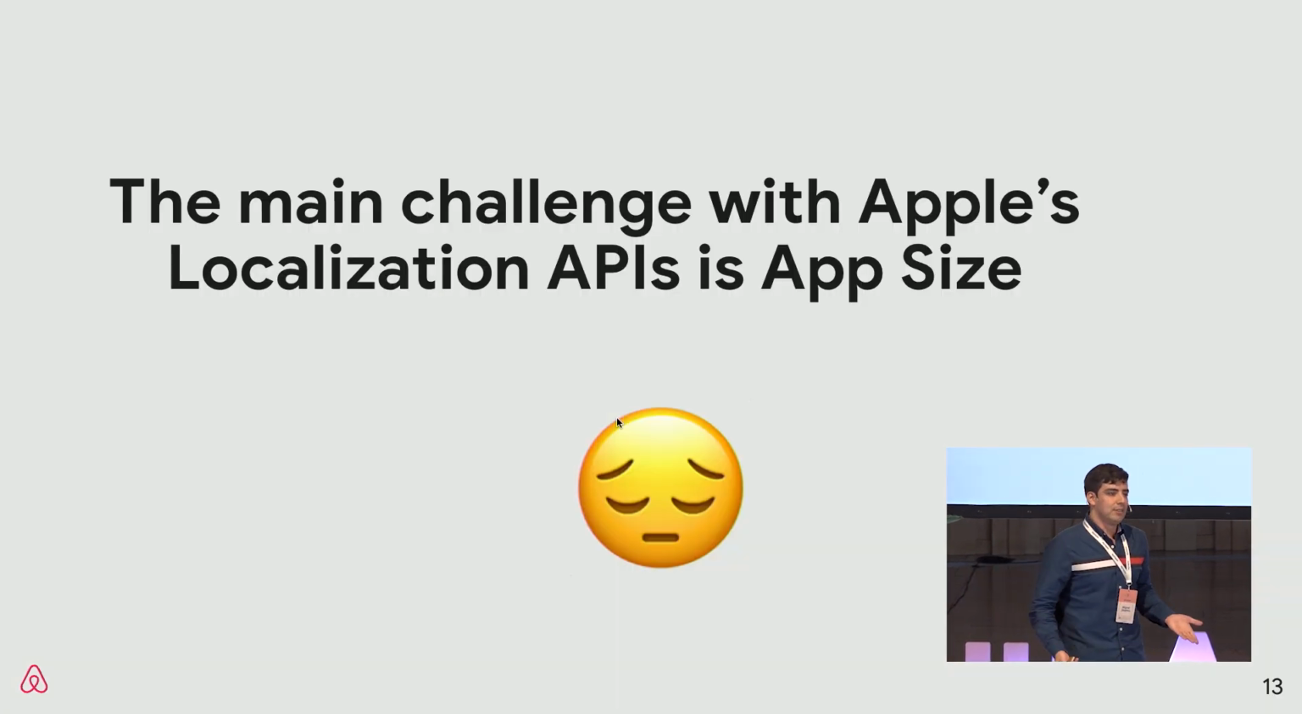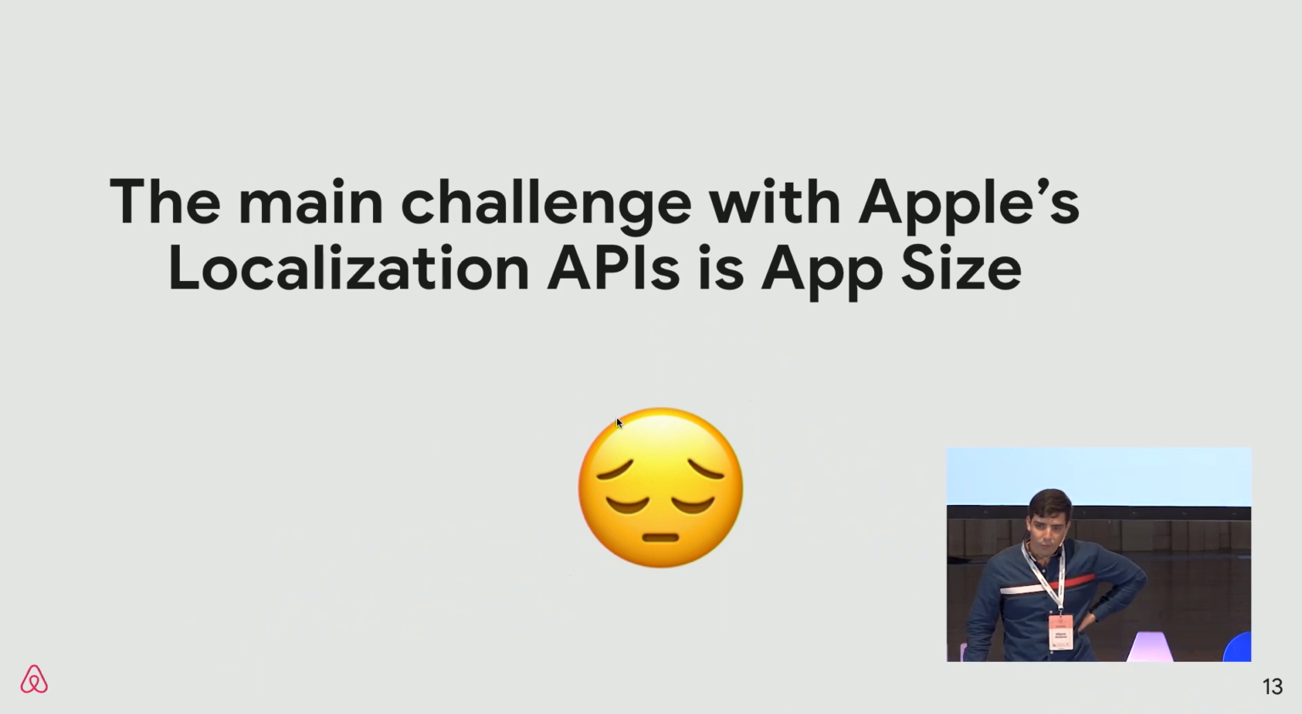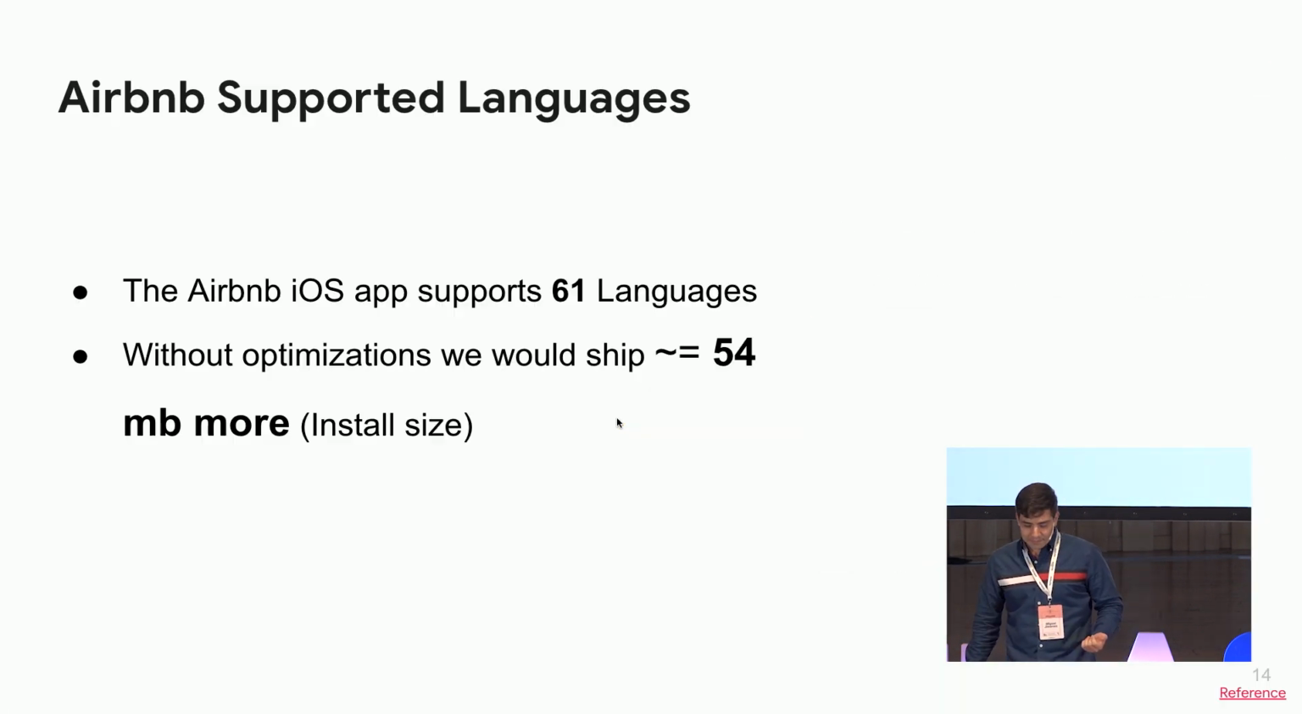So these APIs are pretty good, right? They work nicely, and why do we want to do something about that? What is the challenge that Airbnb sees when dealing with these APIs? And the main challenge for us is app size. And we're going to see why that is the case.